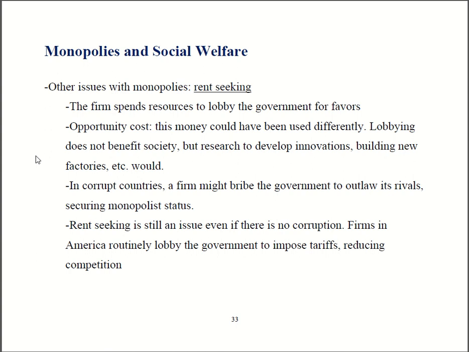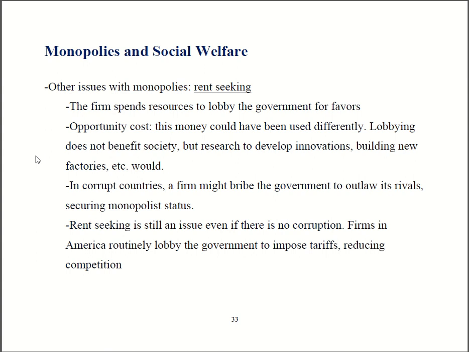One extreme case: you might see some countries where corruption is the norm, where the firm might bribe the government in order to get monopoly privileges. So it might be the case you need a license from the government to operate in a certain industry. The firm pays a bribe, only they get the license, and every other competitor who wants to compete gets denied. So that creates monopolies and creates welfare losses.